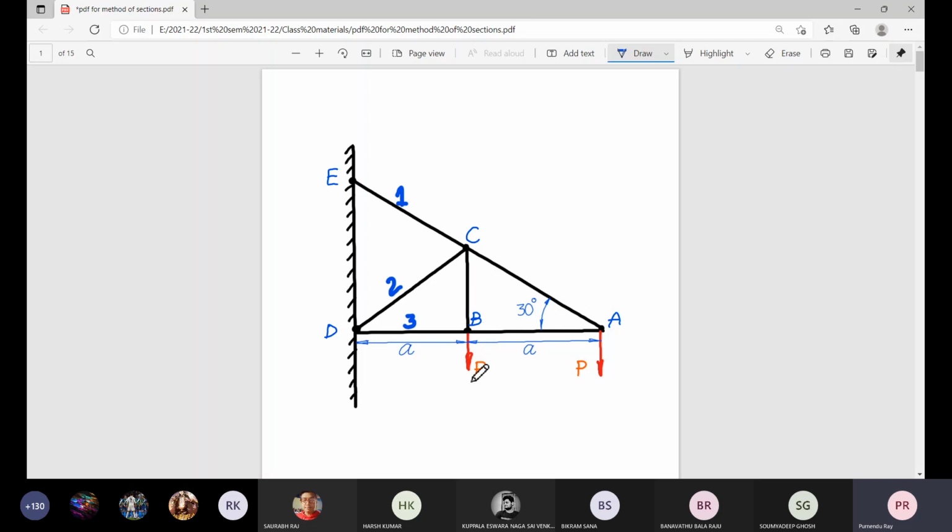And from sigma Fy is equal to 0, SBC positive minus P negative, that is equal to 0. So directly we get the value of BC as equal to P, and it will be tensile. And whatever value you have got, that same value will be for this member BD, and it will be of same nature.